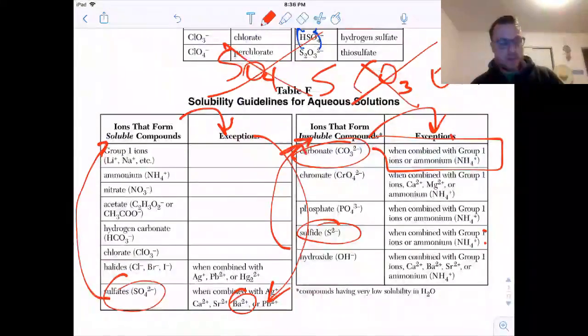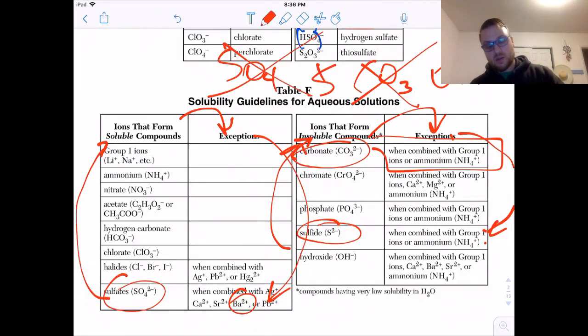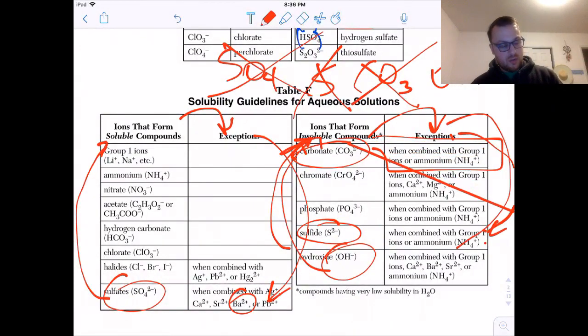Hydroxide is insoluble unless it's with, oh, would you look at that? If it's with barium, it's an exception to being insoluble. And if it's an exception to being insoluble, it is soluble. And if it is soluble, it answers the question. So you're going to come here and you're going to put OH.